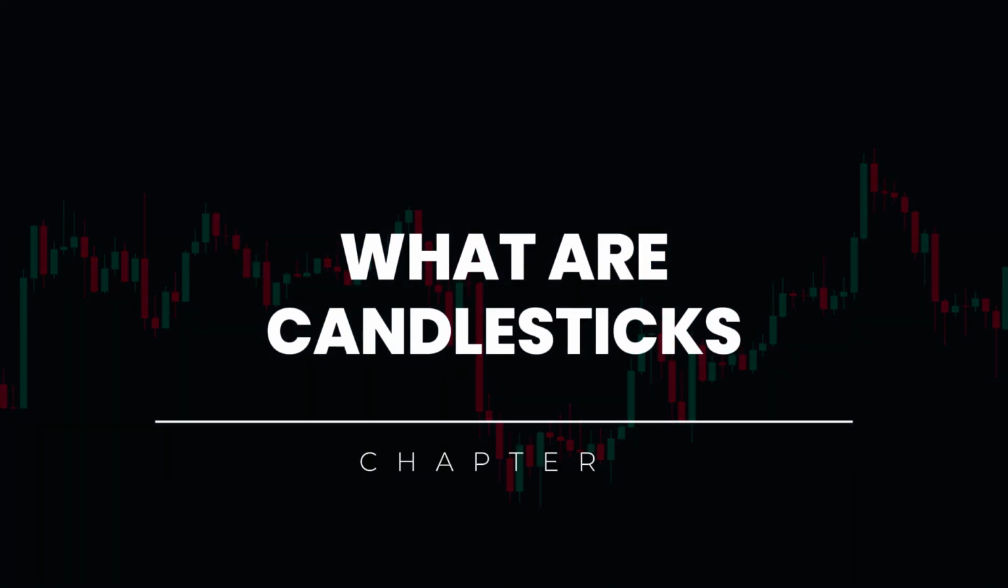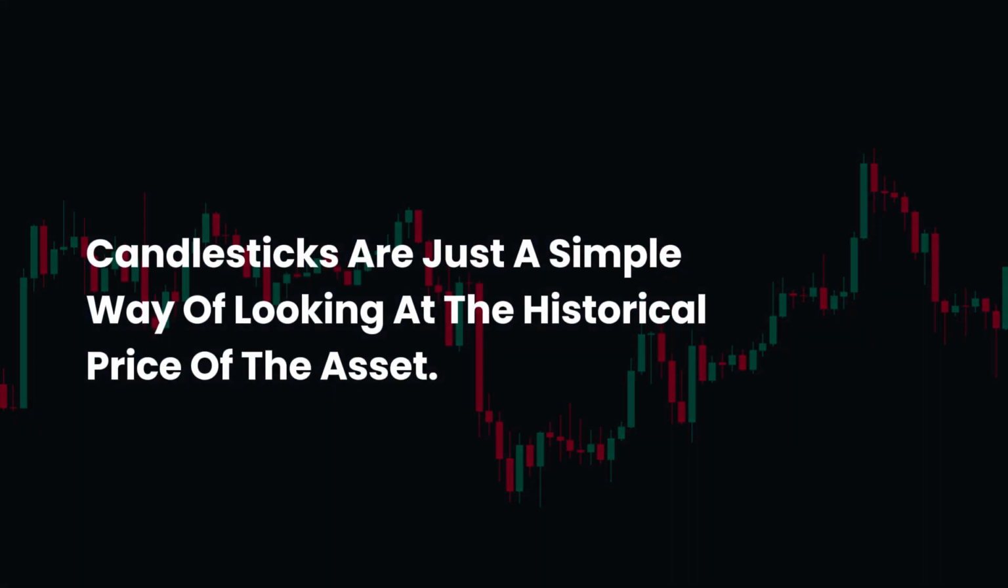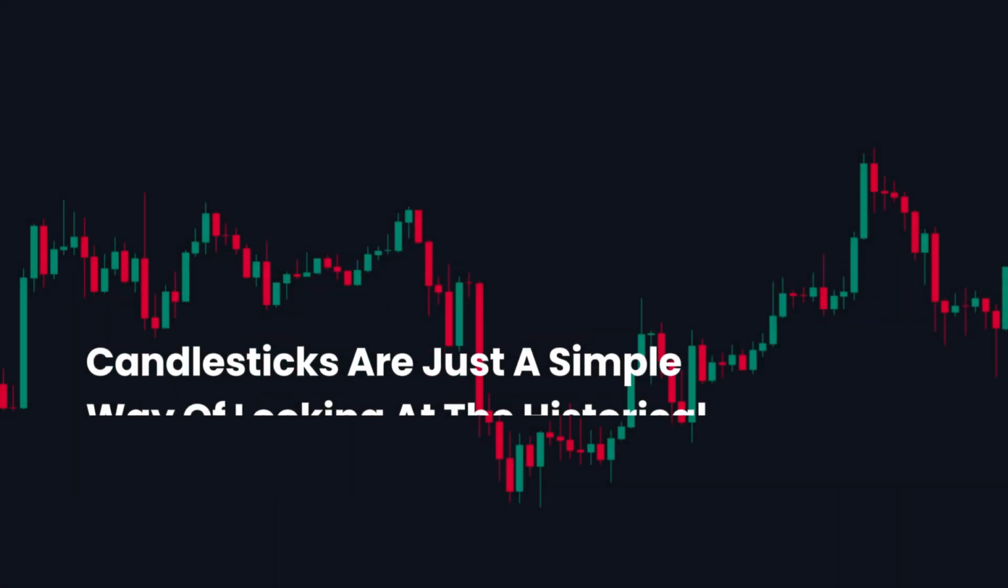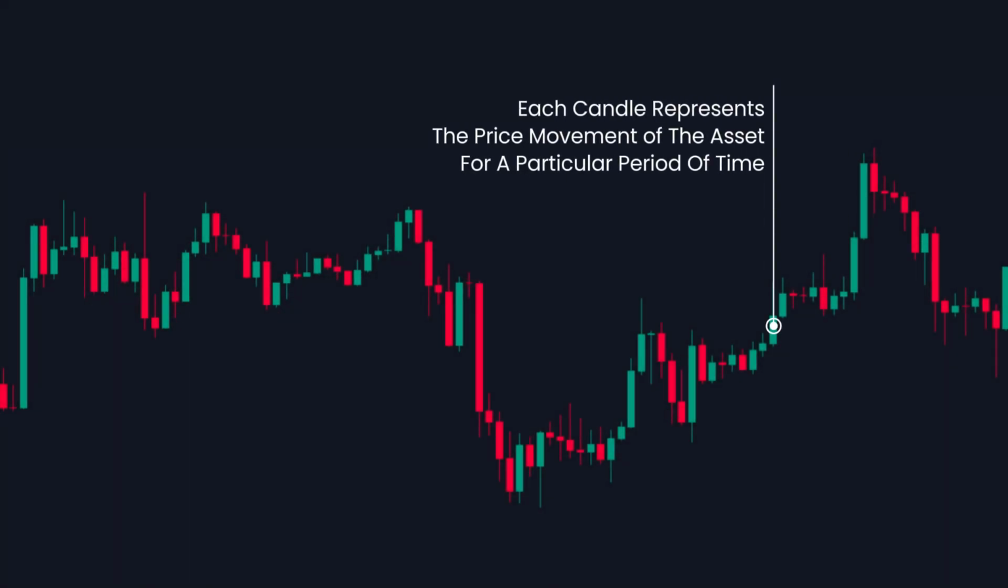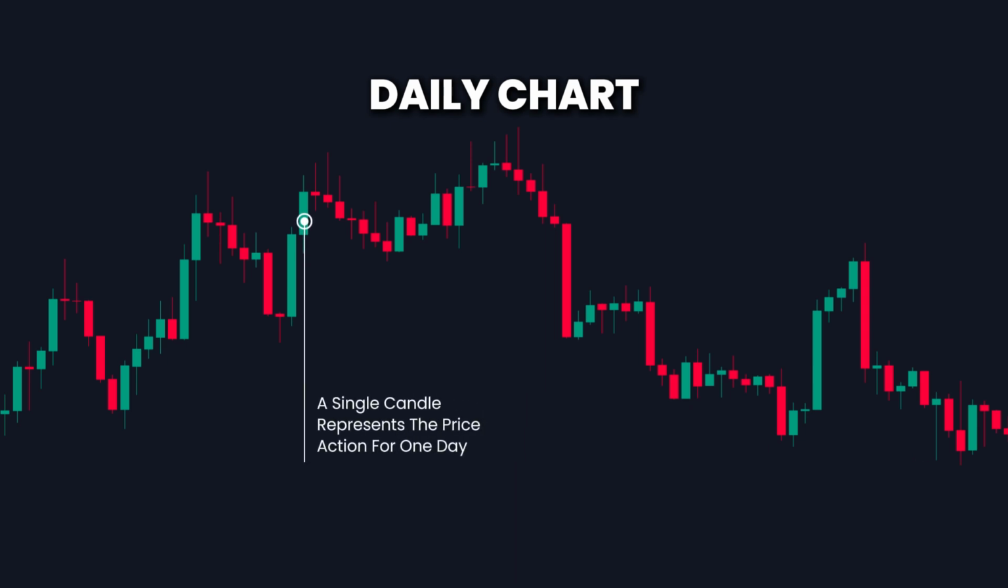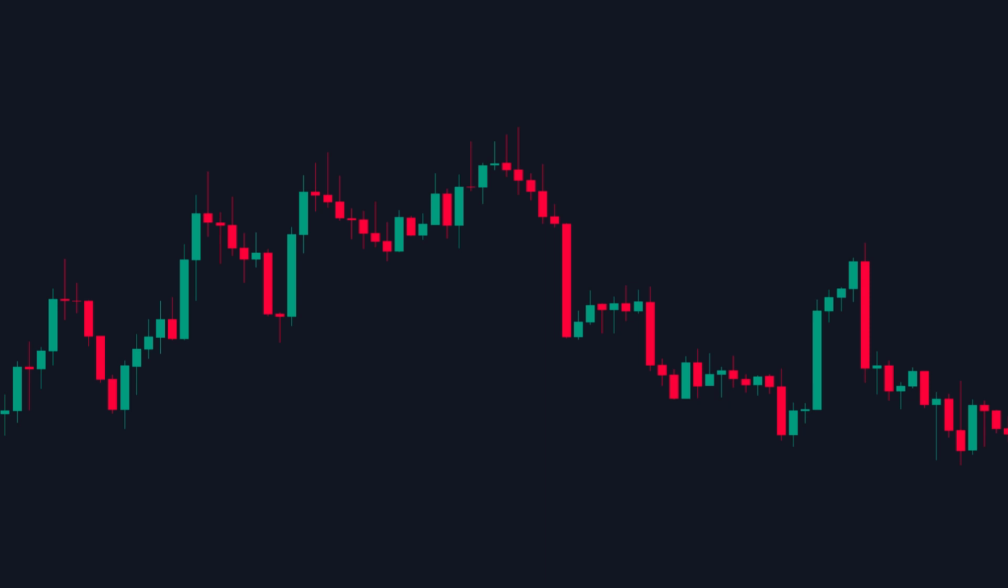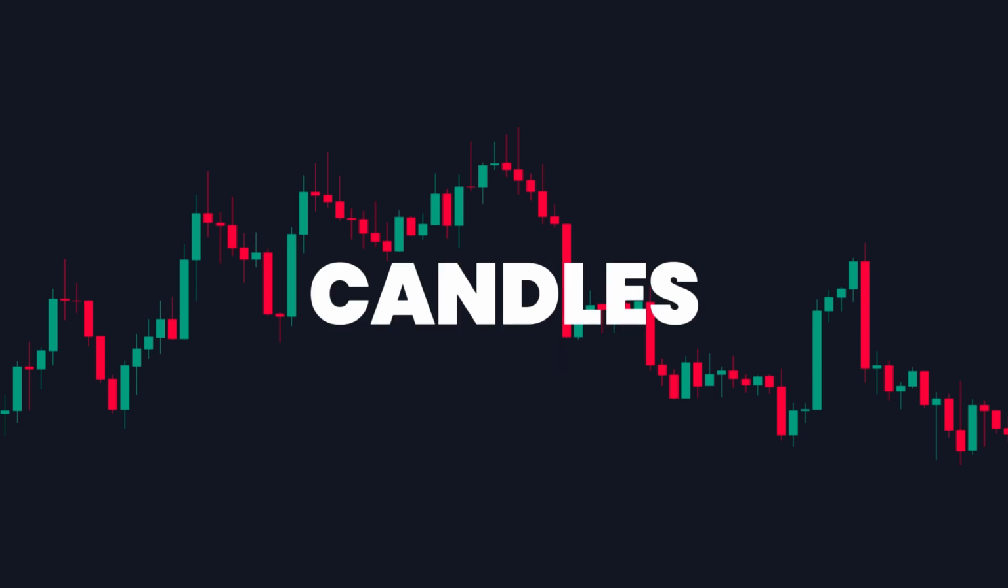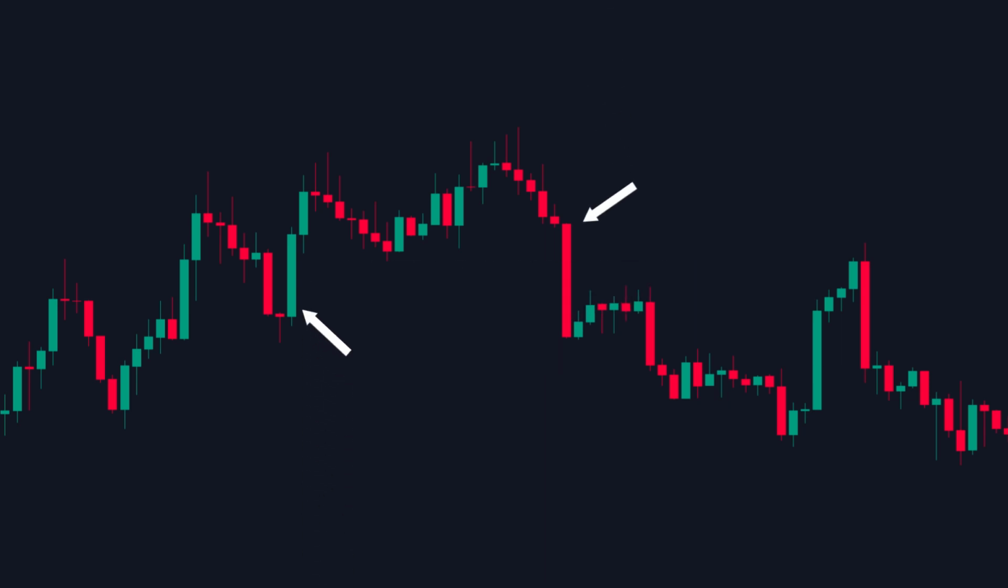So, what are candlesticks? Candlesticks are just a simple way of looking at the historical price of the asset. Each candlestick represents the price movement of the asset for a particular period of time. So, if we are on a daily chart, a single candle represents the price action for one day. On the chart, we see two types of candles: green candles and red candles.